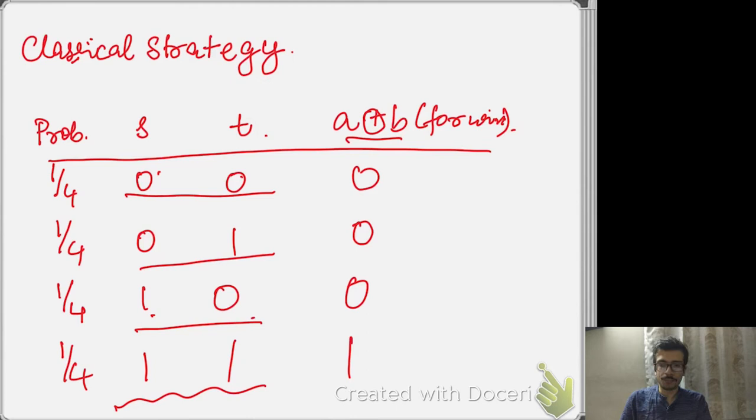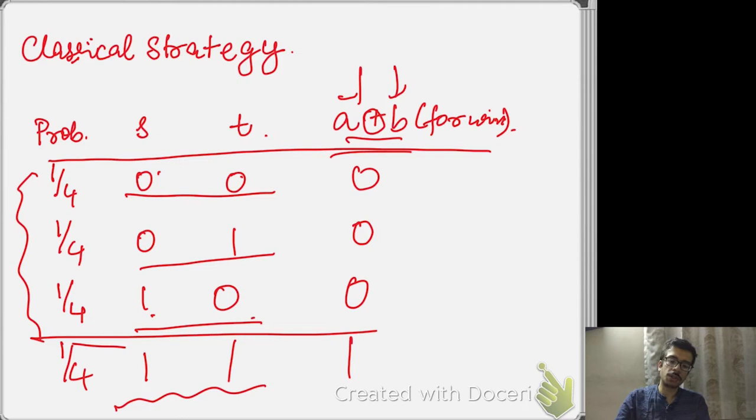Now the question is that I can easily win with probability 3/4 if A and B are always the same, so then you don't have to think much. Alice just outputs 0 each time, Bob just outputs 0 each time. Then A XOR B is always going to be 0, and in 3 of the 4 cases they are going to win the game. So they will win the game with probability 3/4 here. The question is, can we do better?